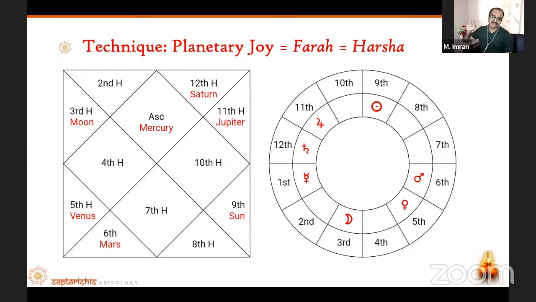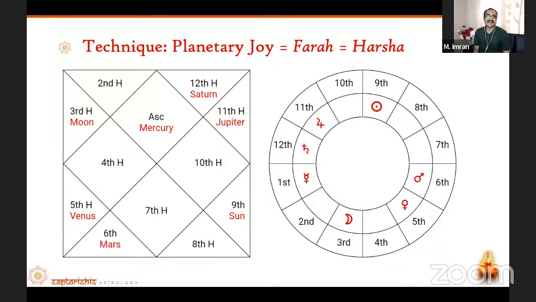Third, in any chart, if you find Sun in the ninth house or Moon in the third house, this is very good, this is very great. And the person will find himself in a comfortable position with respect to the places of the Sun or the Moon. So again, these are the two luminaries.